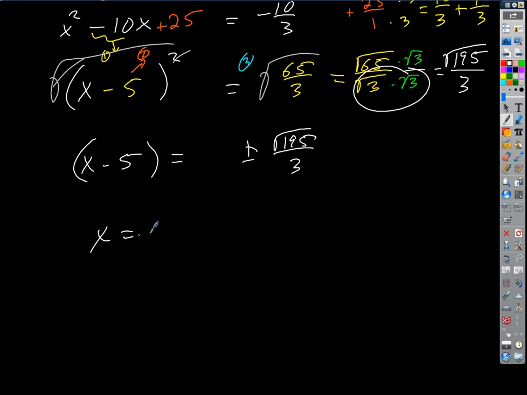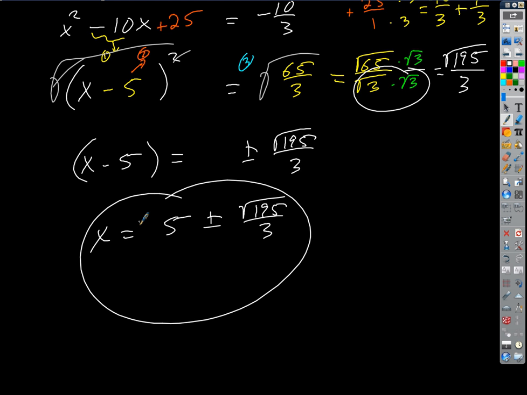So x equals 5 plus or minus radical 195 over 3. There's our two answers. How would we input those in Moodle? With a comma. The plus one, comma, the minus one, right?